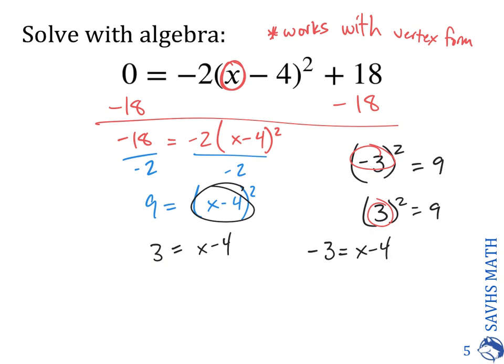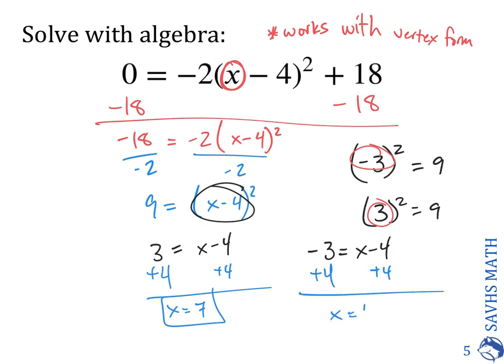So then I'm going to add 4. I get x is 7. Here's one solution. Add 4, and I get x is 1. There's the other solution. So a little bit of messing around, but remember that you should be getting 2 answers most of the time when you're working with these quadratics.